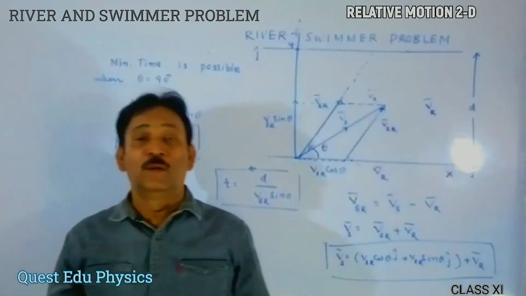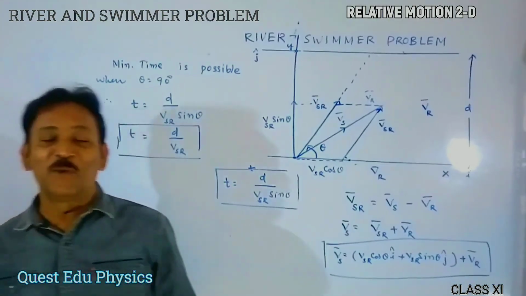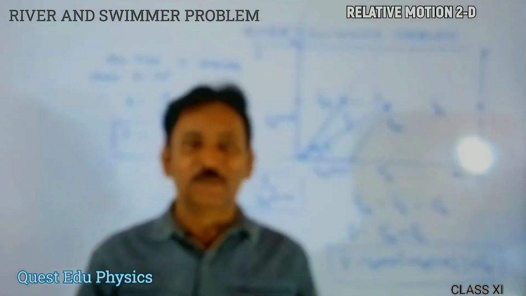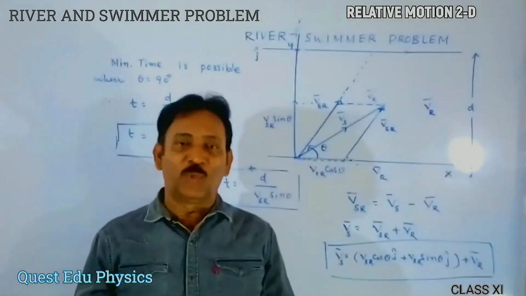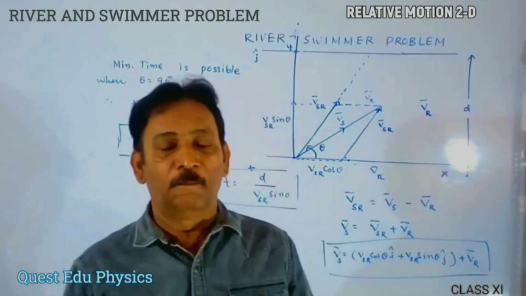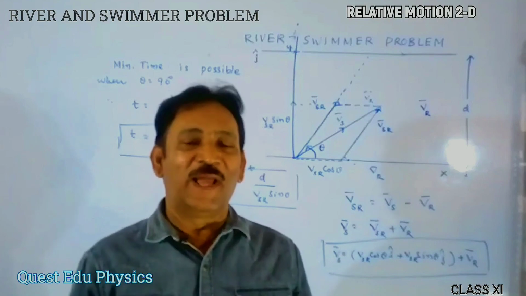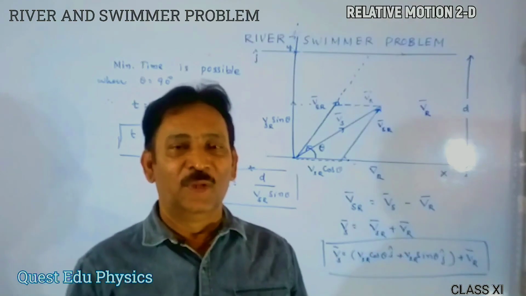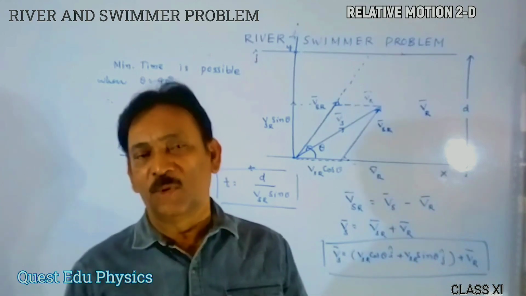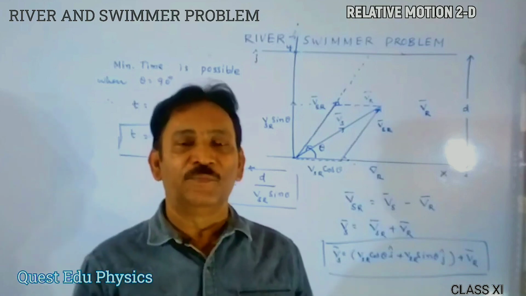I hope you understood the river and swimmer problem in the right way. And I already told you it is also known as the river and boat problem. I hope you understood the concept which is behind this. It is nothing but the triangular law of vector addition. If you have good basics about it, I mean, the concepts about the triangular law, it will be easy for you.